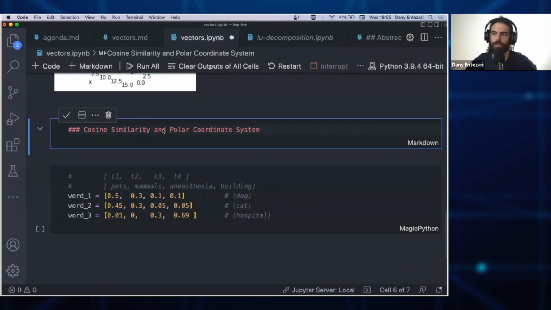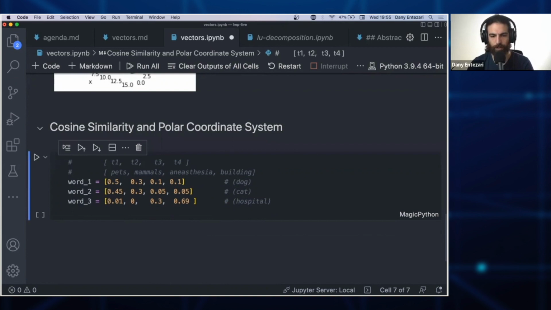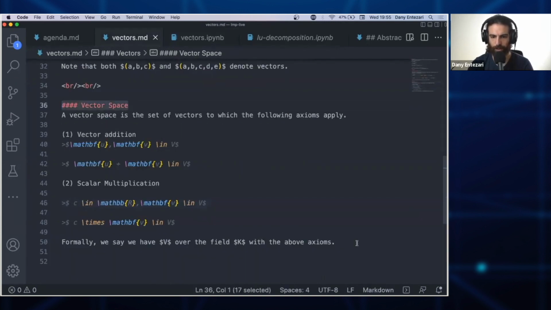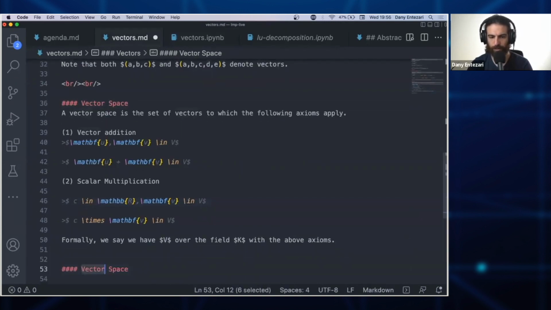for differential equations. Why differential equations? Because the prerequisite for differential equations, in particular partial differential equations, is complex analysis. And you know, in complex analysis, we have these imaginary numbers. And so we use the polar coordinate system extensively. Anyway, let's create a new section here called cosine similarity.